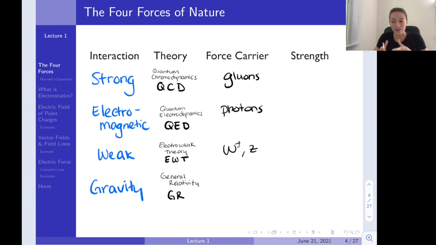And then gravity. Gravity is described by general relativity, which is what Einstein came up with in the early 1900s. And the force carrier of that, we haven't discovered it yet, it's just theorized, is the graviton. So this is just theoretical. Who knows if we'll find it or not, but if we do find it, we'll call it the graviton.